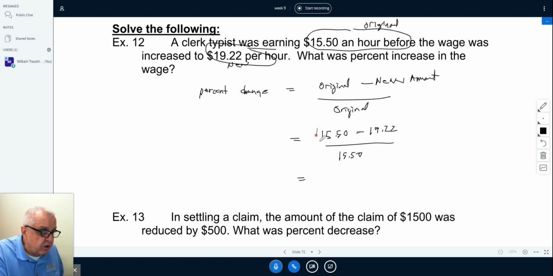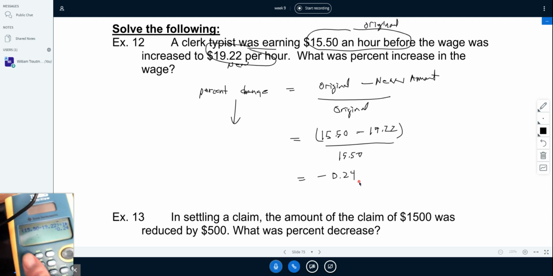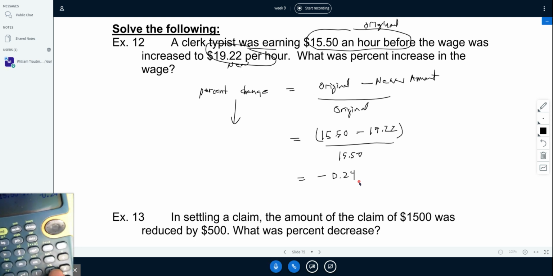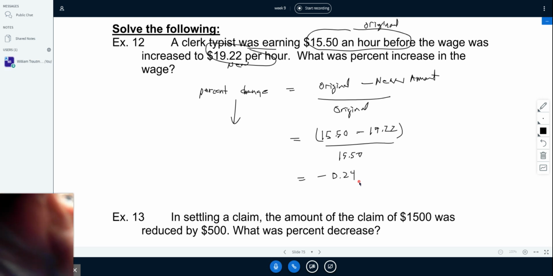If you put it in your calculator all at once, make sure you put a parentheses around the top. 15.50 minus 19.22, close parentheses, divided by 15.50. And I get a negative 0.24. But we need a percent change. This is a decimal, so I'm going to change it to a percent. Once again, you have to hit second, and then the one with the arrow that changes it, and I get negative 24%.